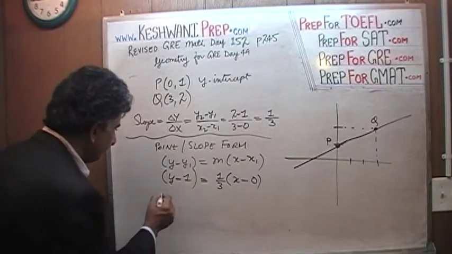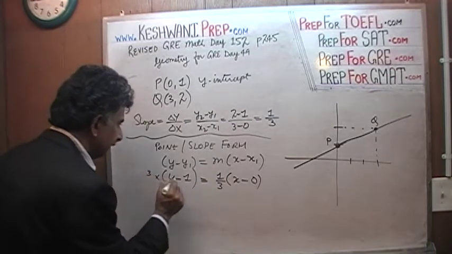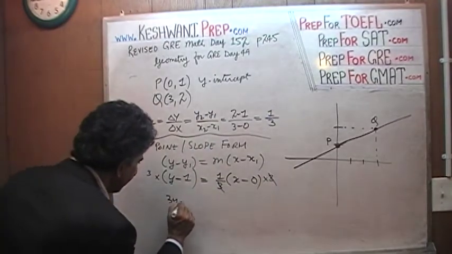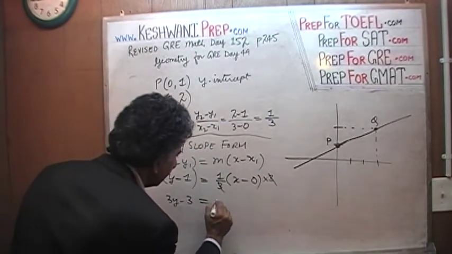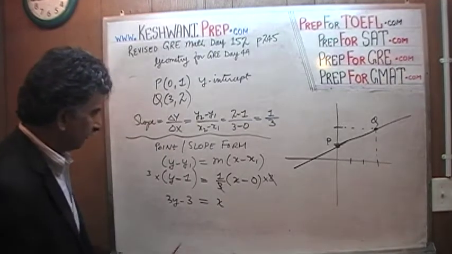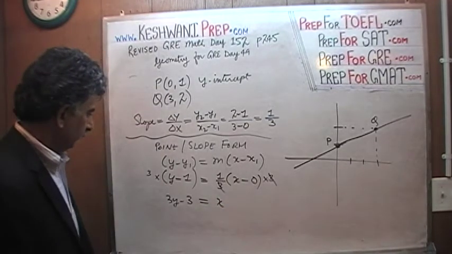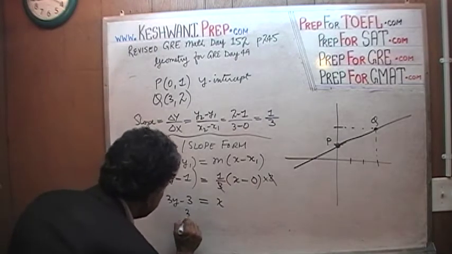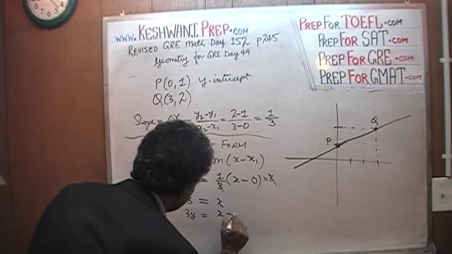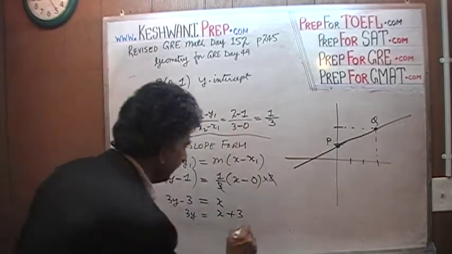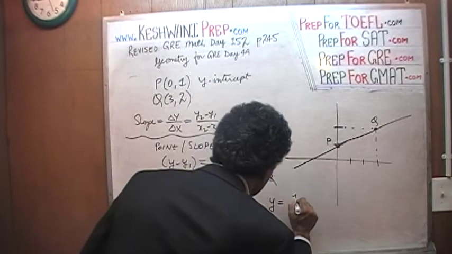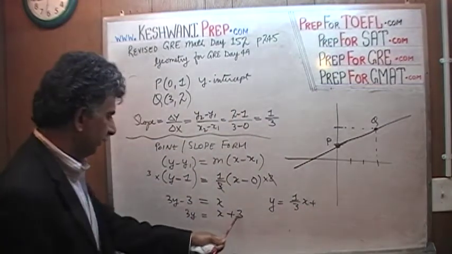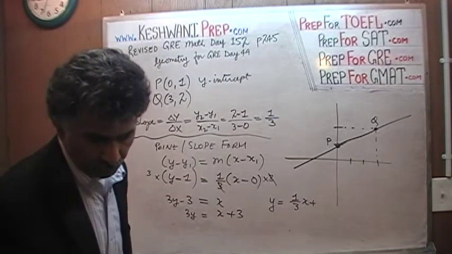Multiply both sides by 3. If you multiply both sides of the equation by 3, we get rid of this 3, and we end up with 3 times y minus 3 equals x, that's all, because that's 0. We're almost there. Therefore, 3y equals x plus 3. Divide both sides by 3, and you end up with y equals 1/3 x plus, if you divide both sides by 3, 3 divided by 3 is going to give us 1. I hope that's what I have here.